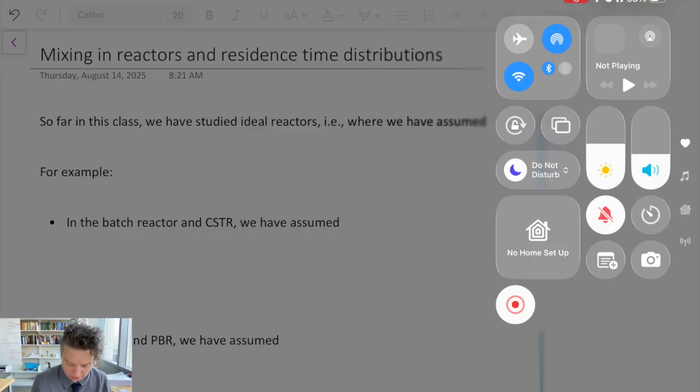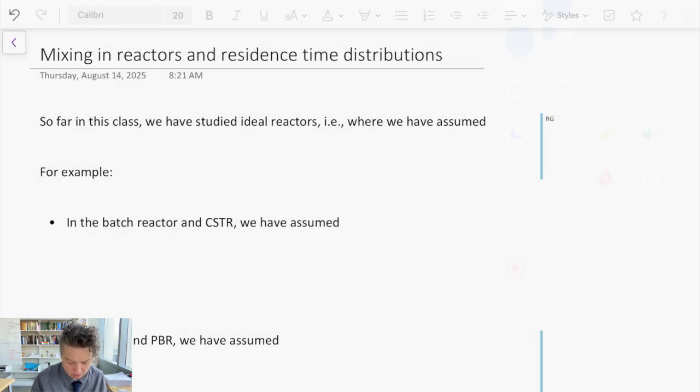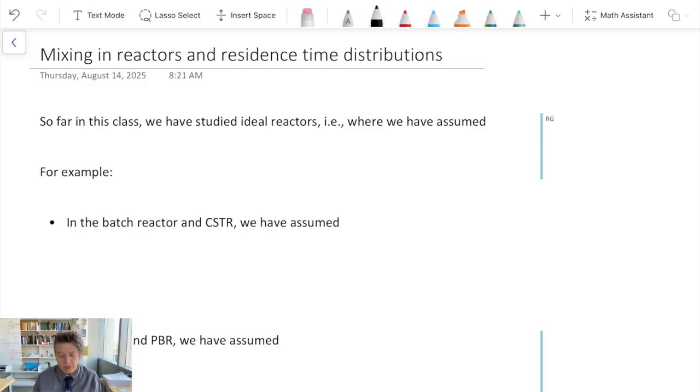Okay, so in this video, I'm going to talk about mixing in real reactors and residence time distributions. As we've been thinking about reactor design in this class, one of the assumptions that we have made is that all reactors are perfectly mixed. But real reactors aren't always perfectly mixed. And the way we describe that is by saying that different molecules within the reactors have different residence times.